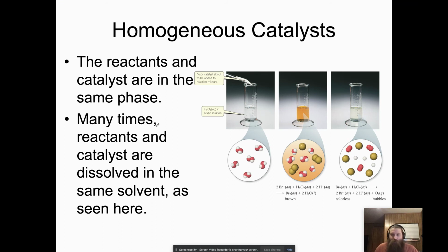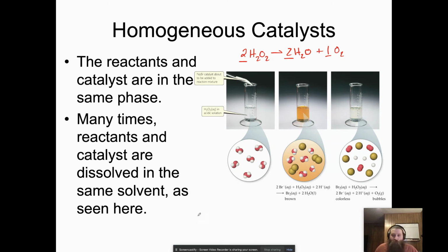So here are the steps. There are two steps to the breakdown of this hydrogen peroxide. So we're breaking down hydrogen peroxide in the presence of bromine. So here is the actual reaction. It's breaking down 2H2O2 into 2H2O and 1 O2. So there is our overall reaction.